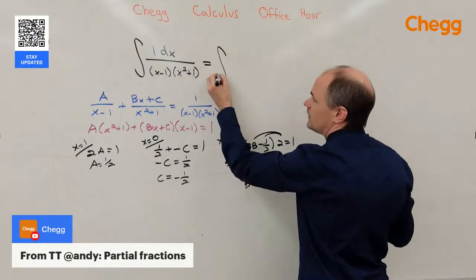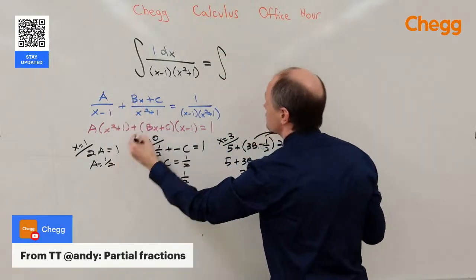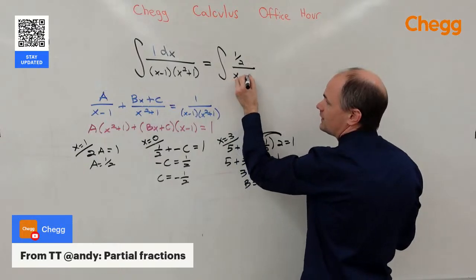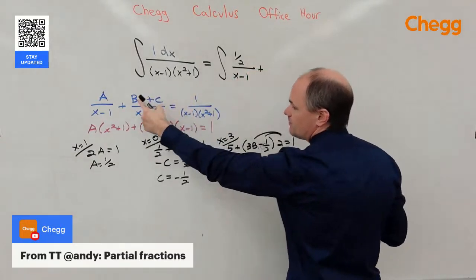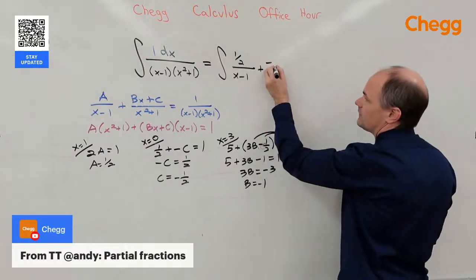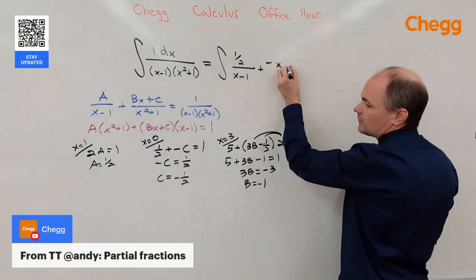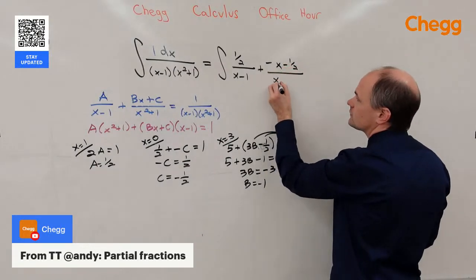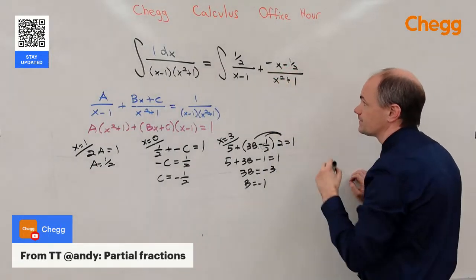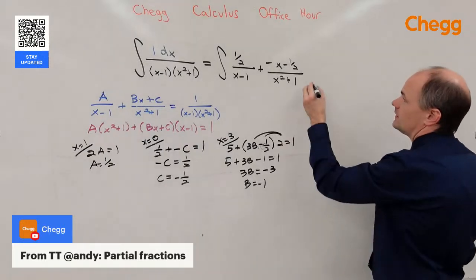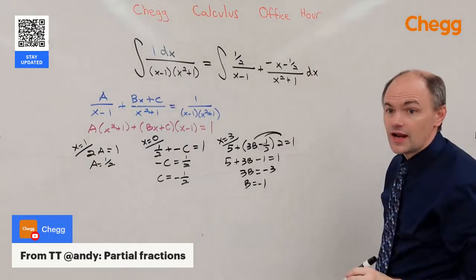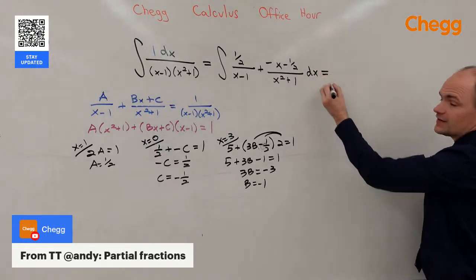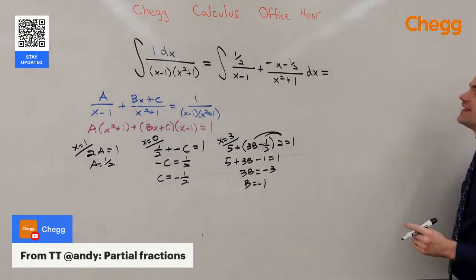So this is equal to the integral of a, which is 1/2, over x minus 1, plus b, which is -1, times x, plus c, which is -1/2, over x squared plus 1 dx. And I'm going to have to go off screen because I'm left-handed, but I'm still here, I promise.